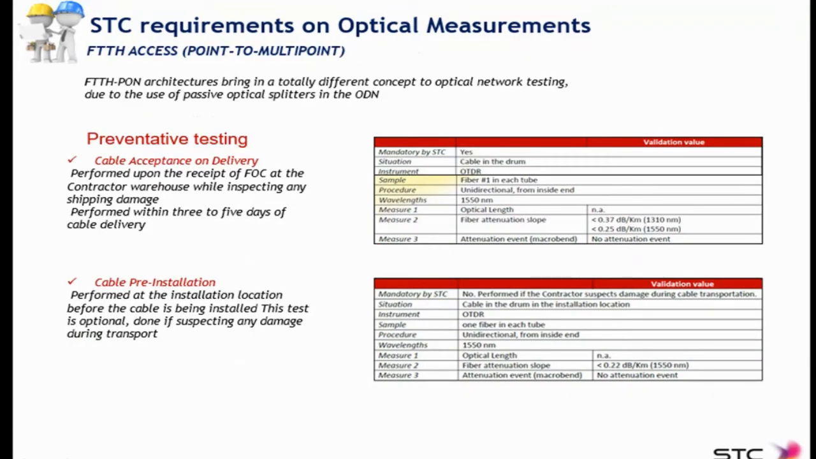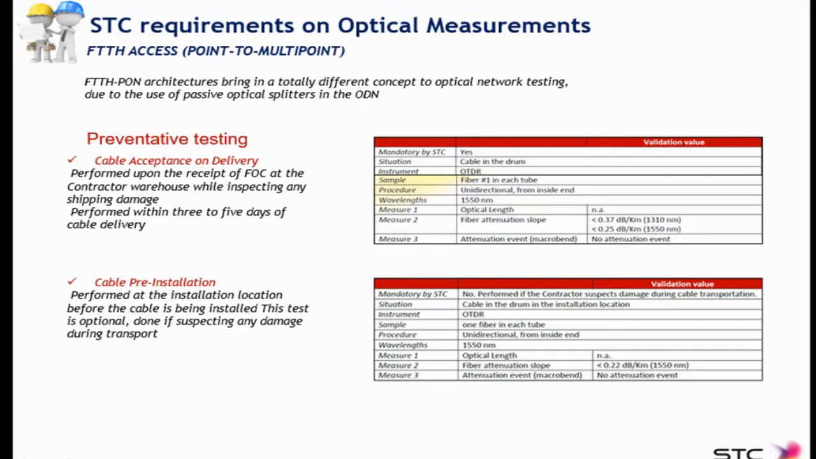For the FTTH type of projects, so point to multi-point, the required measurements slightly change. We have, first of all, a preventative testing that is exactly the same as the one that you have seen previously for point-to-point cable acceptance on delivery and cable pre-installation, with the exception that we are measuring a different fiber attenuation slope, 0.25 dBs.